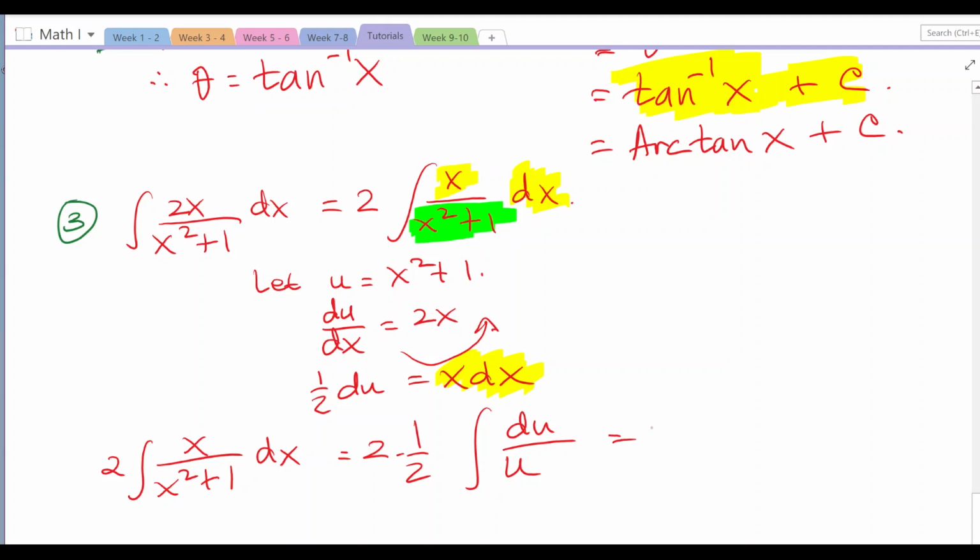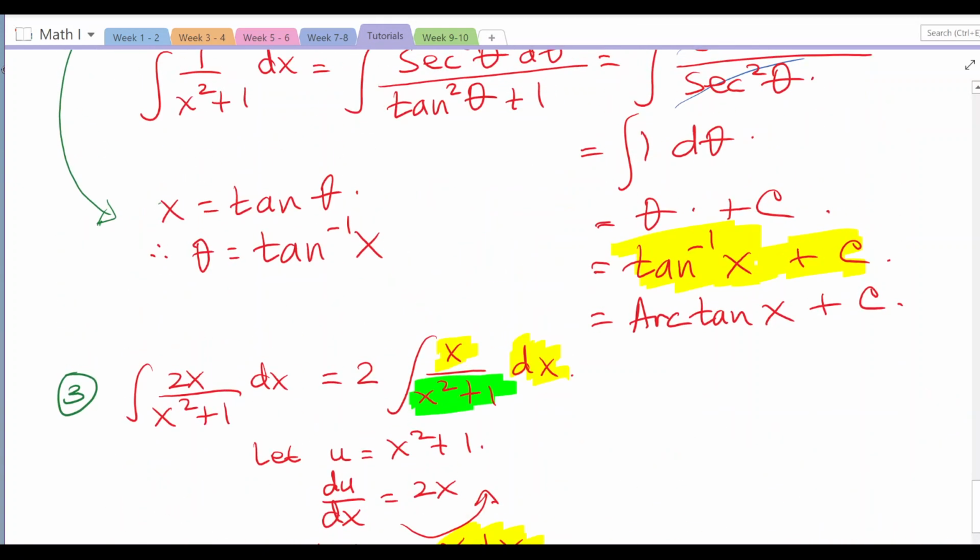So this is simply ln u, or ln of x square plus 1 for the third problem. That's the answer for the third problem. Let me just put it in green.